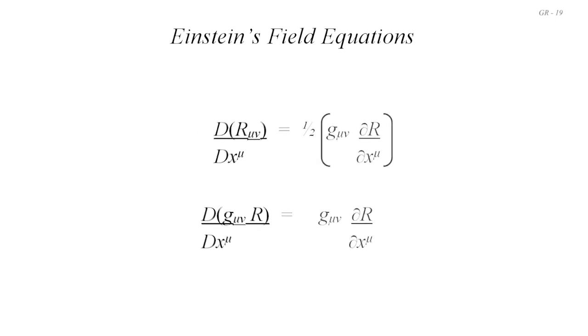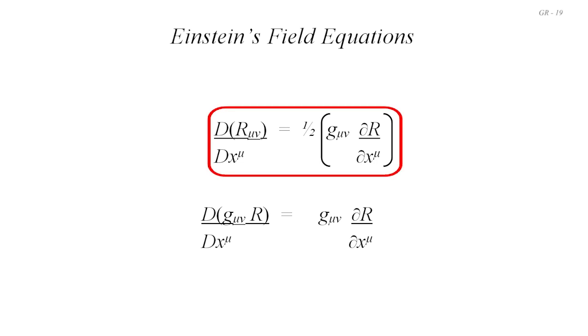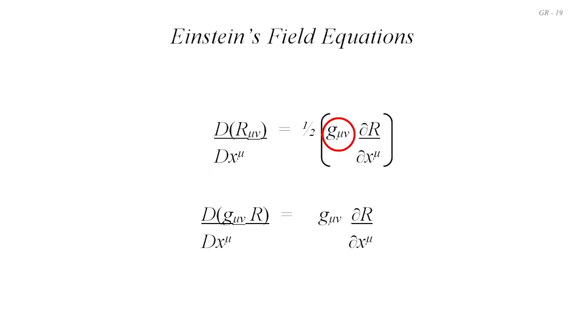Here are the two results for the covariant derivative of the Ricci tensor and the covariant derivative of the product of the metric tensor with the curvature scalar. Looking at the result for the first one, the answer comes out as essentially the product of two terms. However, this G mu nu is obviously not 0, and neither is dR by dx mu, the rate of change of the curvature scalar R with some direction. That won't generally be 0 either.